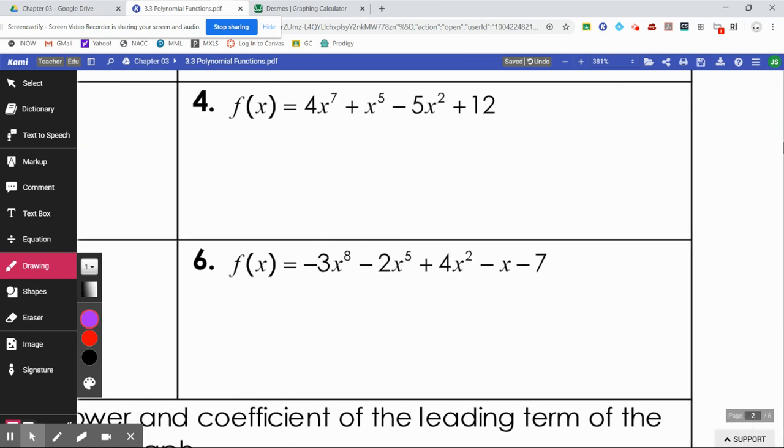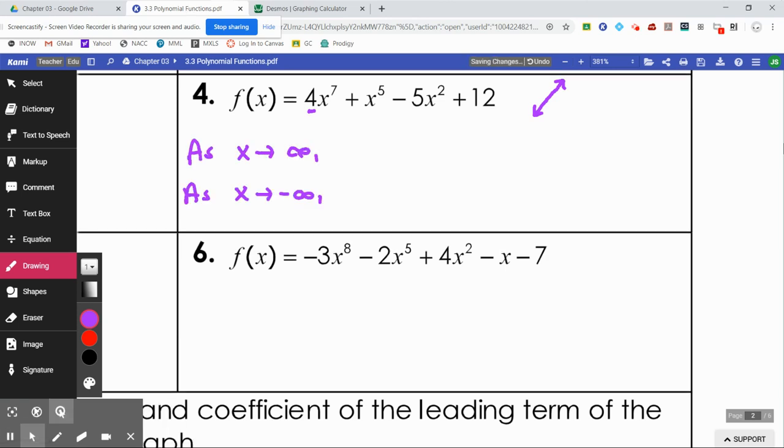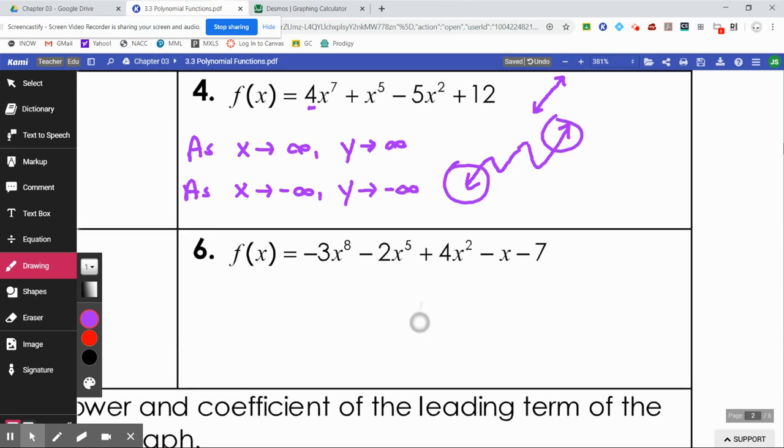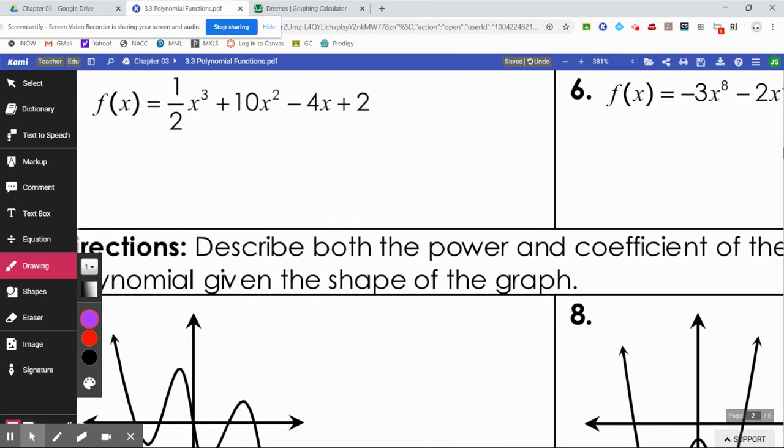X to the seventh will follow the exact same pattern. Since this is positive, it will follow the exact same pattern as far as end behavior goes as x to the first. So therefore, your end behavior is going to be, as x goes to infinity, your graph will go up. And as x goes to negative infinity, your graph will go down. But again, since it's x to the seventh, there might be some heels and stuff like that in the middle of it that changes it. But again, the general end behavior is going to be identical. It's going to be the exact same.